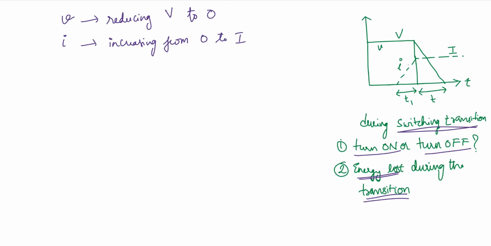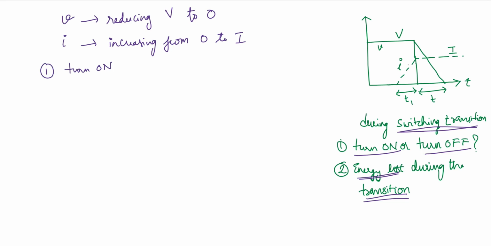So the voltage is reducing to 0, and the current is reaching a steady state value. This is the characteristic of a switching on transient. This is how the semiconductor device will behave when it is switched on. So the answer to the first question is that the switching transient corresponds to turn on. Now, what is the second question? You have to find out the energy lost during the transition.